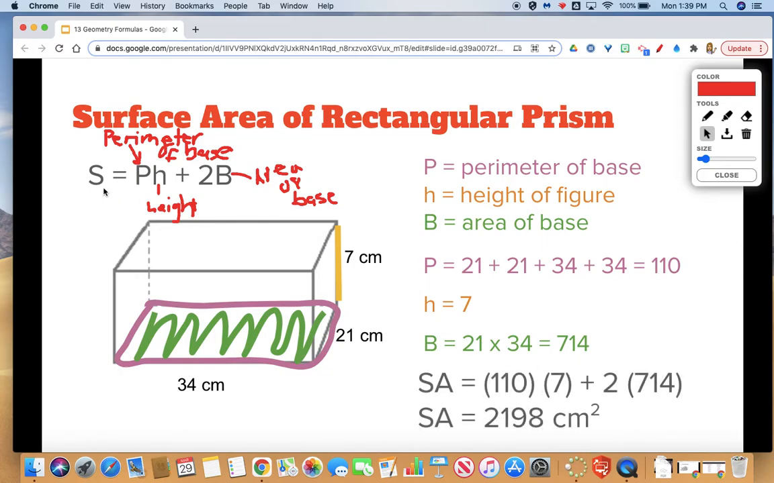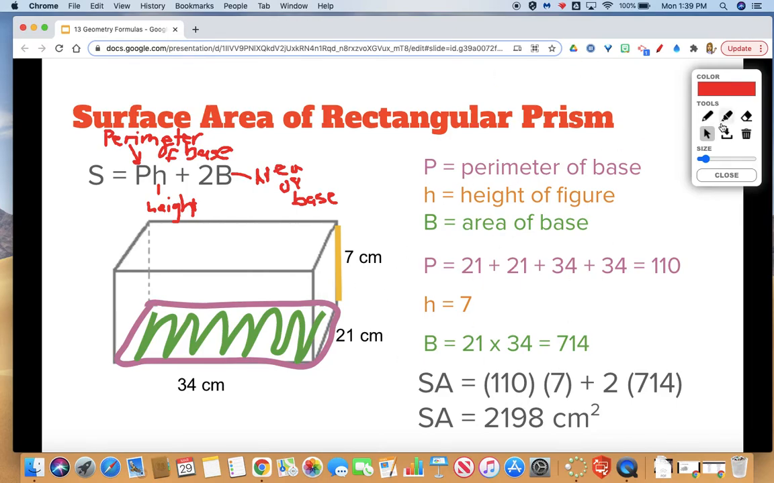I take 110, plug it in for the perimeter of the base, times the height, which was 7, plus 2 is part of the formula, times the base area of the base, which was 714. When I plug those into my calculator, I get 2,198 centimeters squared, just like we did on the last example. I recommend, it's really nice to use this formula.